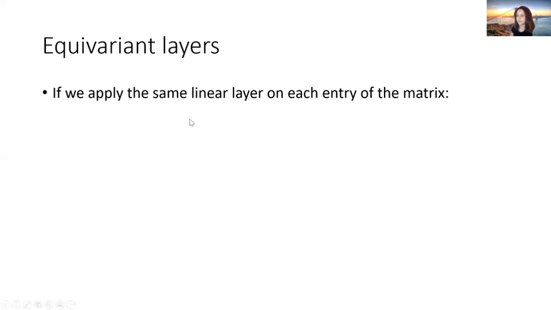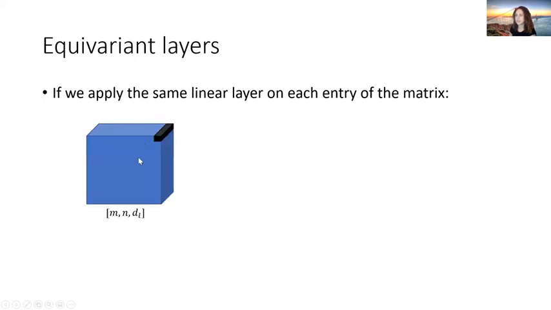Okay, so let's start with the first operation. Let's say this is my input, m by n by dl. I start with a dimension of 2, but then the representation of each point gets larger after several layers. So this is the input I have in layer L. Now let's say I take each of these 1 by 1 by dl tensors, and I apply some weight vector W that takes each of these vectors and transforms it from dl to dl plus 1.